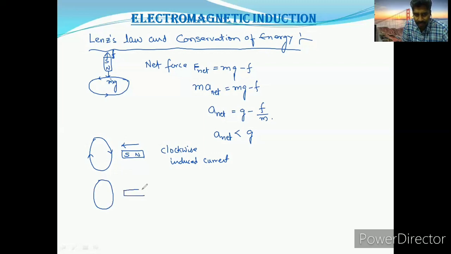Next, in the same case, now I am taking a magnetic bar. This is the south pole, and this is the north pole. Now I'm removing it, coming outside of this magnetic bar. Then in this metallic ring also, it induces the current in the clockwise direction. Same, only clockwise direction.